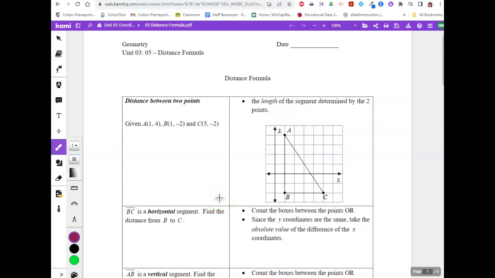This is Geometry, Unit 3, Lesson 5 on the distance formula. So what we're going to talk about today is a formula to find the distance between any 2 points. So let's take a look at what we have.